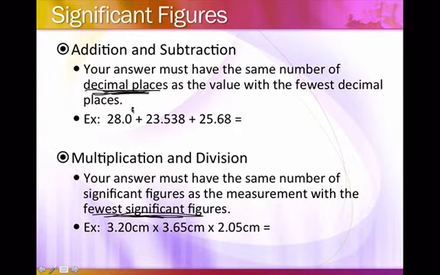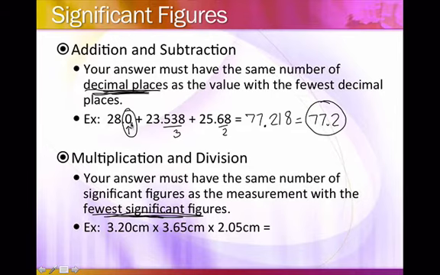But if we take an example for this, we have 28 plus 23.538 plus 24.68. So if I put that into my calculator, I get 77.218. And then if I look at the fewest decimal places, this has 1, this has 3, and this has 2. So I want my answer to have 1 and match that one. So my real answer would be 77.2 because that's rounded to the fewest decimal places to match that value.